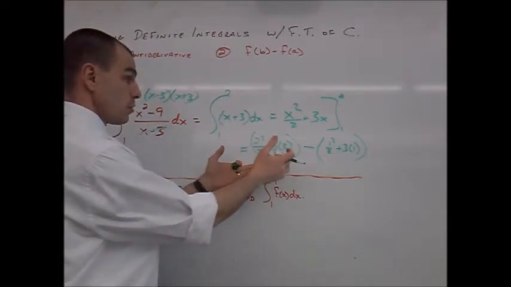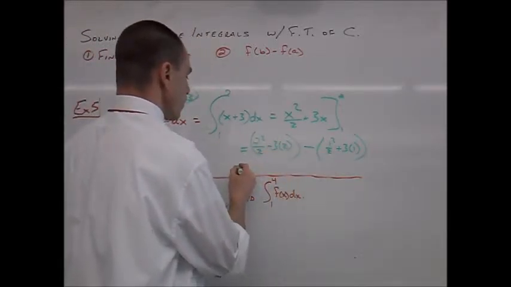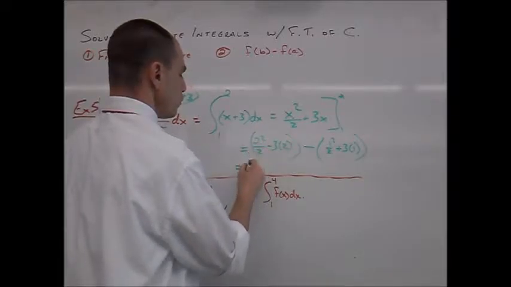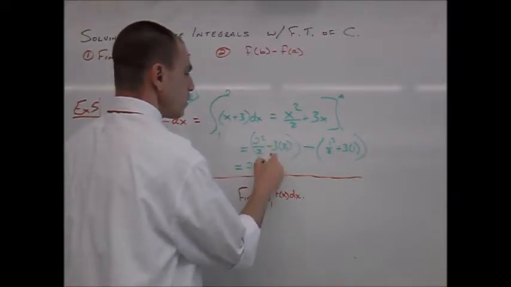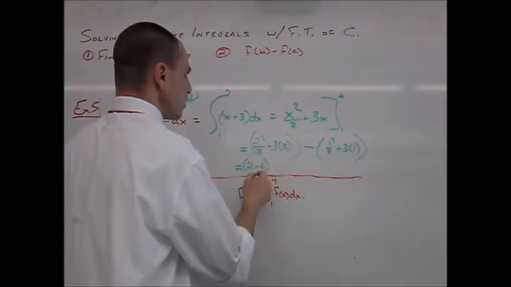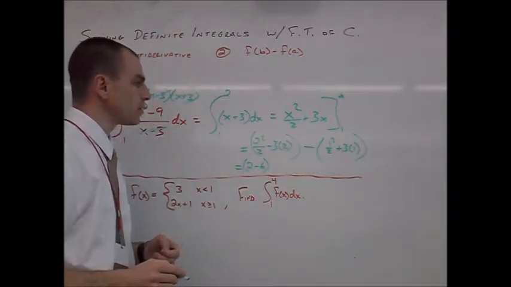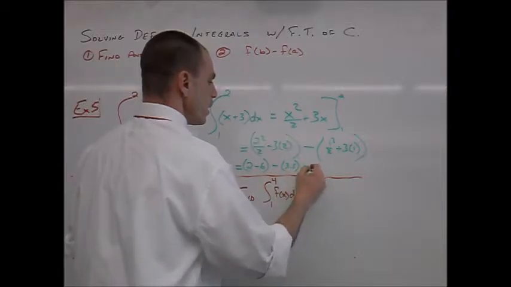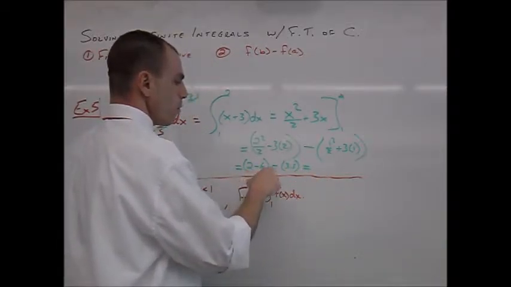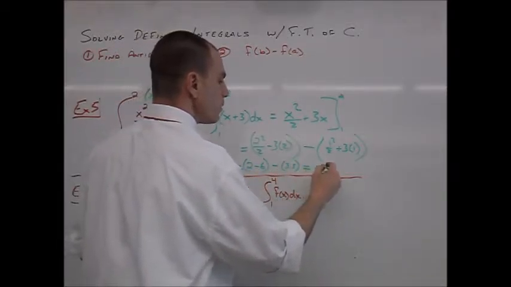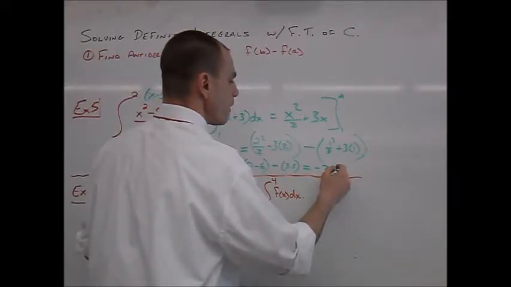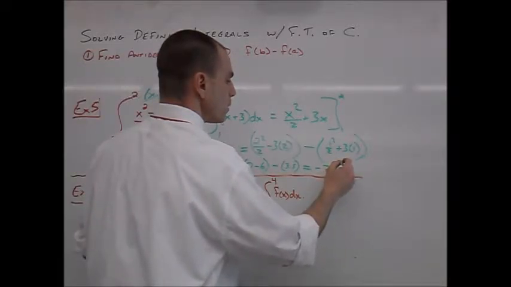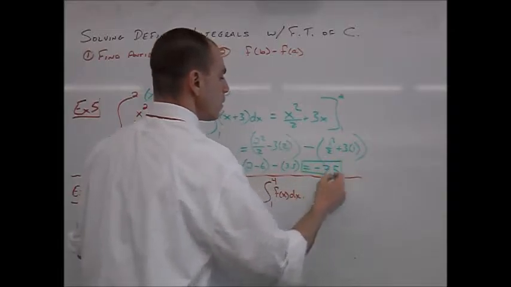Now again, this is a correct answer. We can simplify it slightly. We have 4 over 2, which is 2, plus 3 times 2, which is 6. So we have 2 plus 6 there, which is 8. And then we are subtracting, and we have a half plus 3, so that's 3.5. And so we have 8 minus 3.5, so 4.5 will give us our solution.